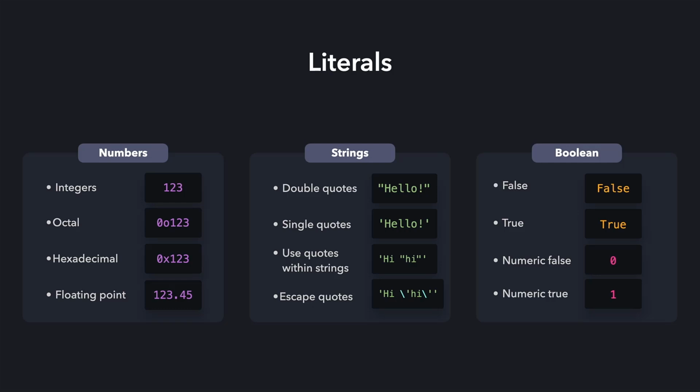If you want to use quotes within quotes, you can either use the other type of quote in order to make sure that Python doesn't see this as a delimiter and ends your string, or you can use the escape character to let Python know that the quote is a special character. Lastly, there are Boolean values that specify whether a value is either true or false. They can also be represented as numbers, 0 being false and 1 being true.